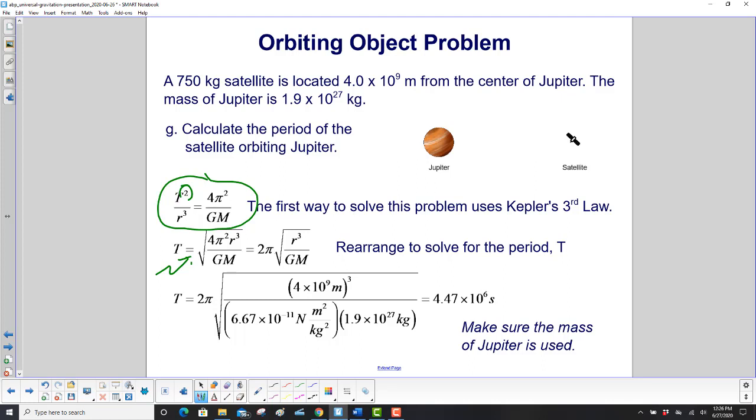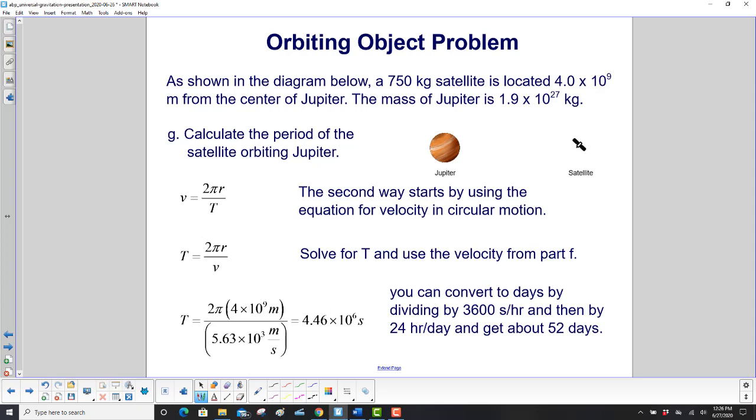What we're going to do here is just go ahead and take the square root of 4 pi squared out, put it out in the front. The square root of 4 pi squared is 2 pi. Just makes the math a little easier. So we now have the period is 2 pi. Here's our orbital radius cubed. Don't forget the 3 there. Universal gravitational constant. This once again is the mass of Jupiter. We get a period of 4.47 times 10 to the 6th.